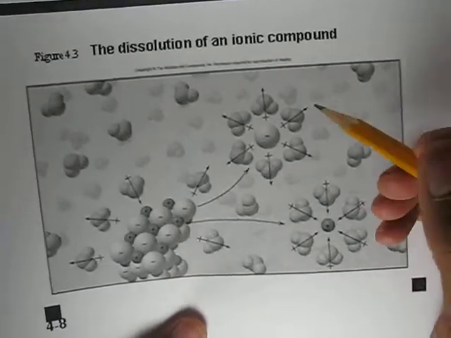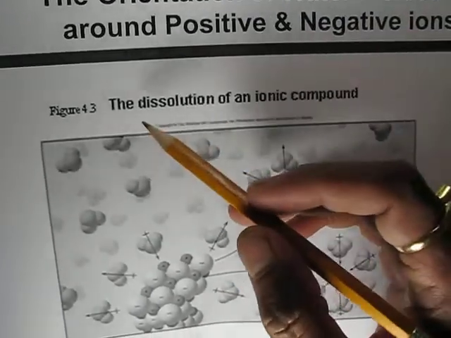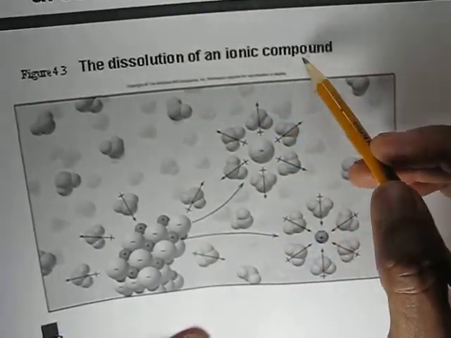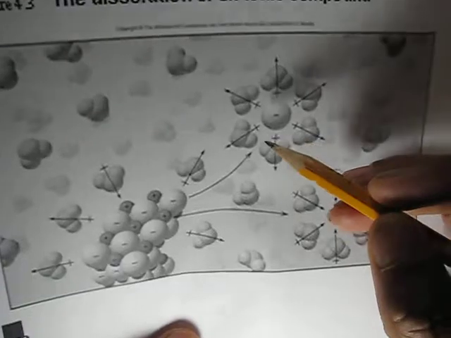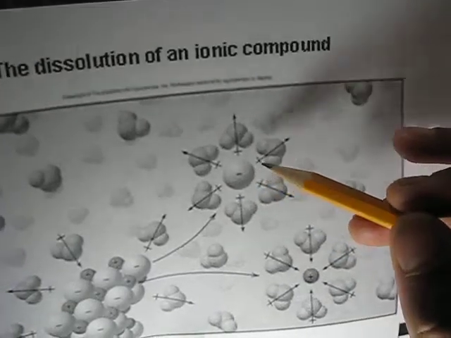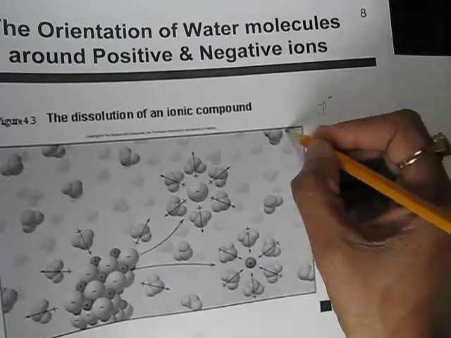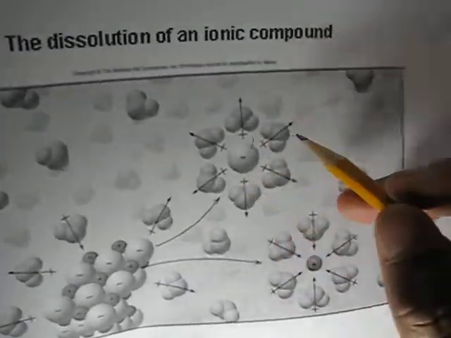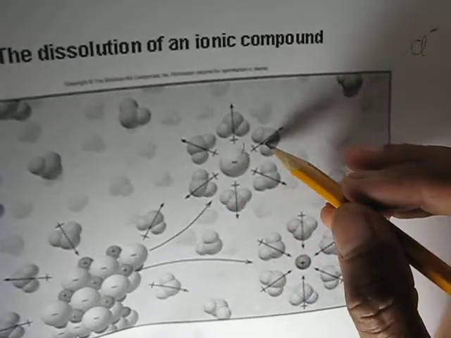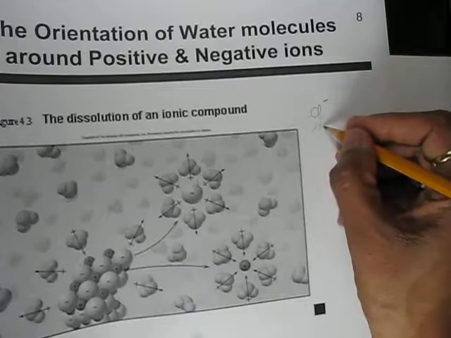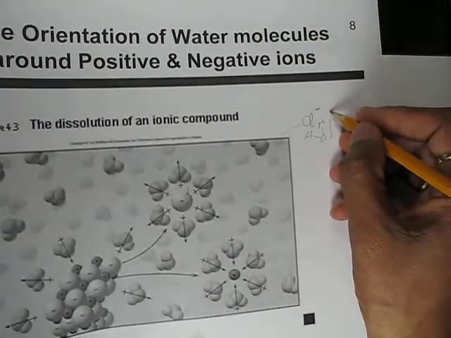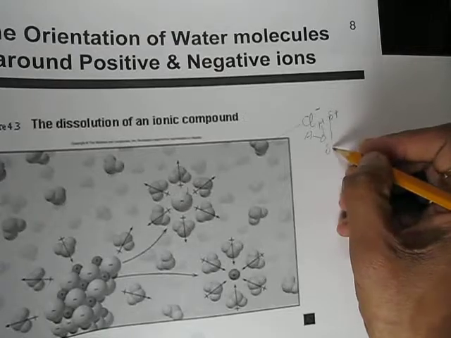Next is this image. This again shows the orientation of the water molecules around the positive and negative ions, the dissociation of an ionic compound, how an ionic compound dissociates. You can see this is showing minus, the big ball, which is the chloride ion, and it is surrounded by water molecules, and the small balls represent hydrogen. So it is surrounded by hydrogen, because we have seen the water molecule is polar, and hydrogen has a partial positive charge and oxygen has a partial negative charge.